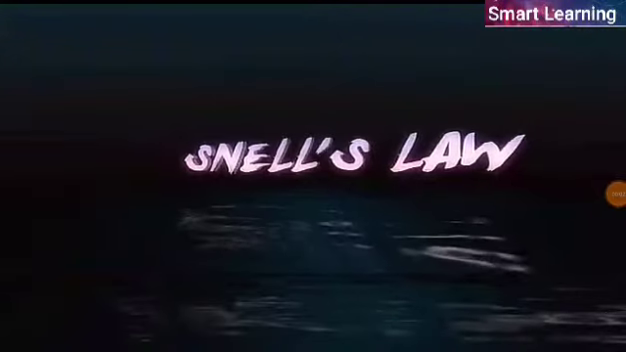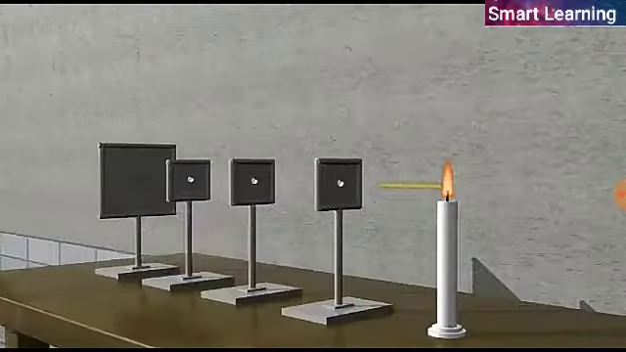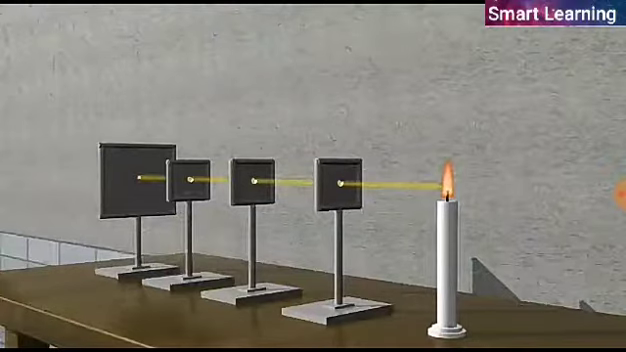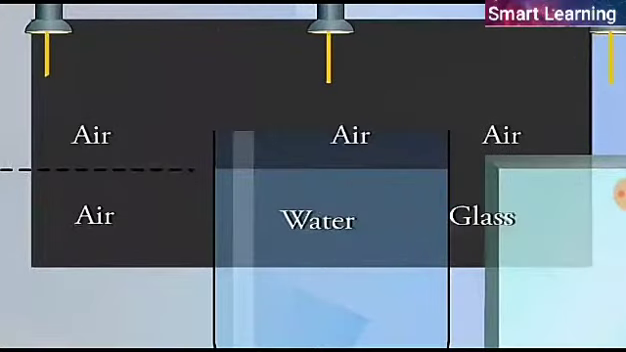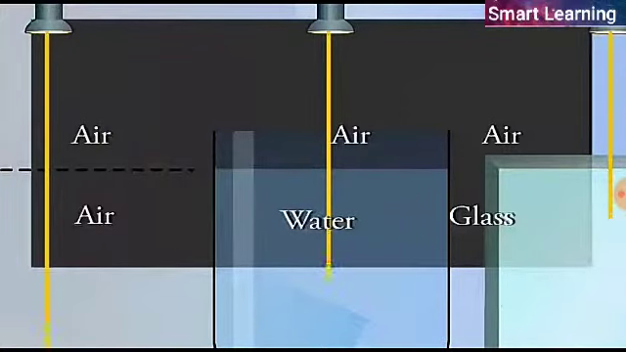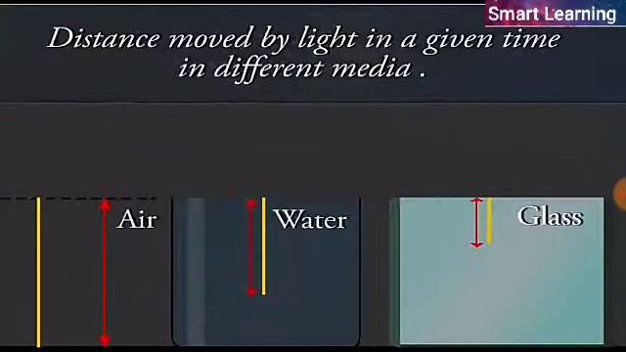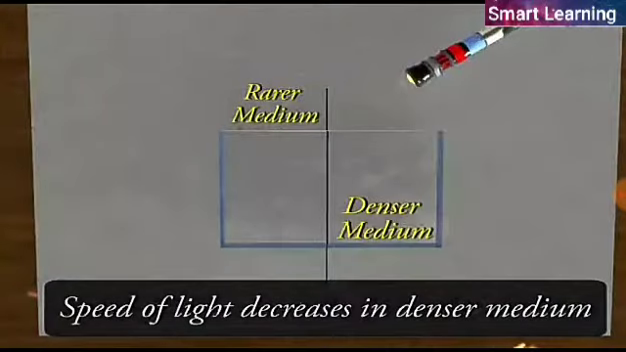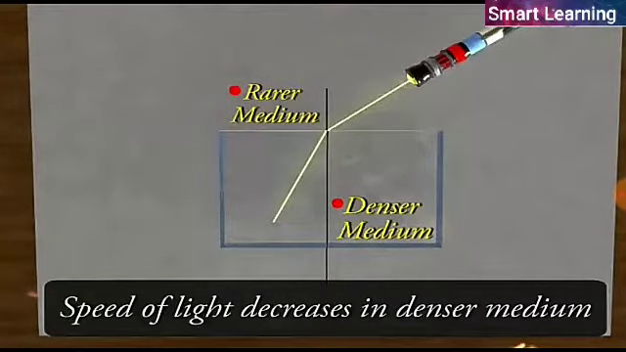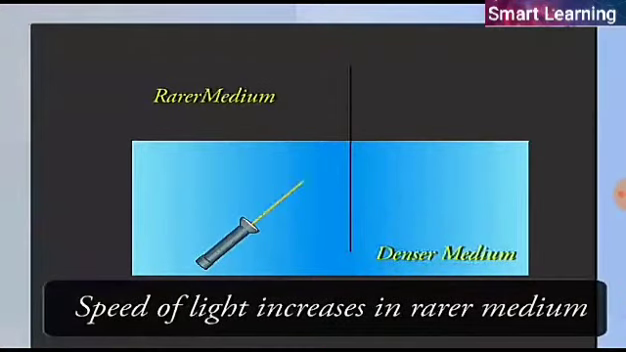Snell's law. We know that light travels in a straight line through any medium of uniform density. However, the speed of light depends on the nature of the medium in which it travels. Distance moved by light in a given time in different media. When light travels from a rarer medium to a denser medium, its speed decreases, whereas the speed of light increases when it travels from a denser to a rarer medium.